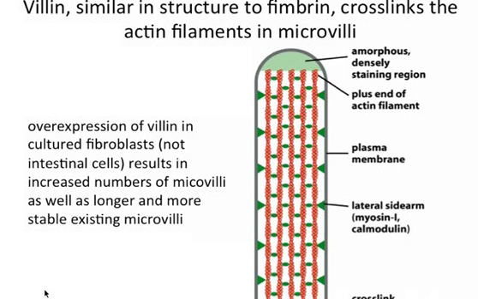Actually, if you overexpress villin in cultured fibroblasts, so not intestinal cells, right? Where do you find microvilli? What kind of cell? Do you find them on your finger? In your intestine, right? So let's say you just put them in fibroblasts, a skin cell in a cell culture dish, and you overexpress villin, you'll actually get increased numbers of microvilli on those cells.